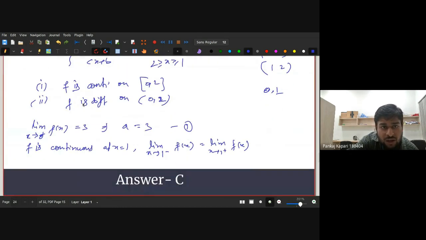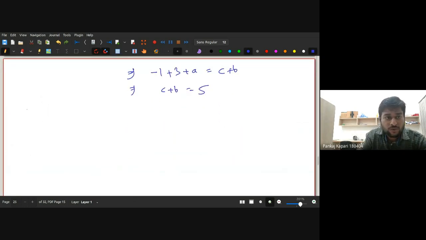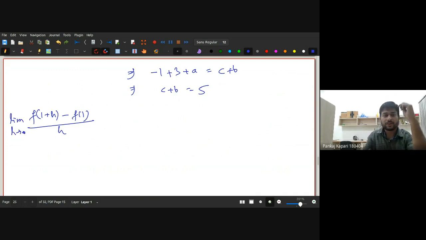So let's use another constraint, right? This was the constraint that f is differentiable. We have not used the differentiability at x equal to 1. So now we use the differentiability of the function at x equal to 1. Since f is differentiable, for that we have to find the right hand limit and left hand limit of the derivative, right? Of f of 1 plus h minus f of 1, we have to find this limit. This is the derivative of the function at 1, right?